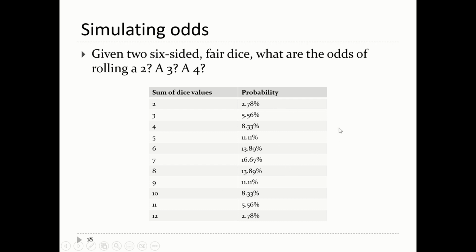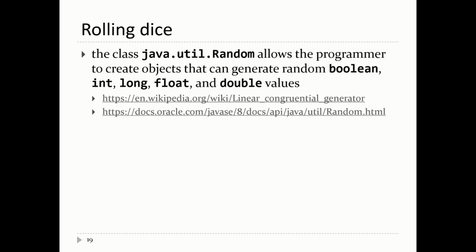This table here lists the probabilities. But if you haven't taken stats yet, you could solve this problem just by doing simulation. So in order to simulate rolling a dice, you need to know how to make a random number.